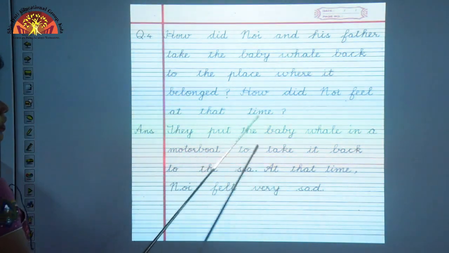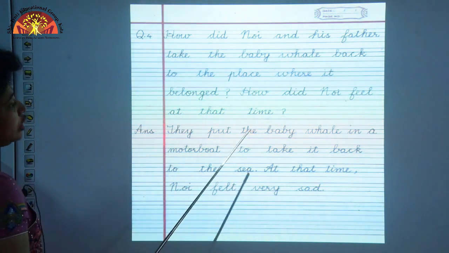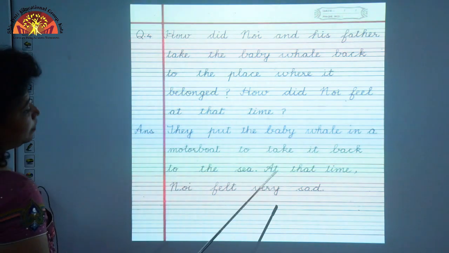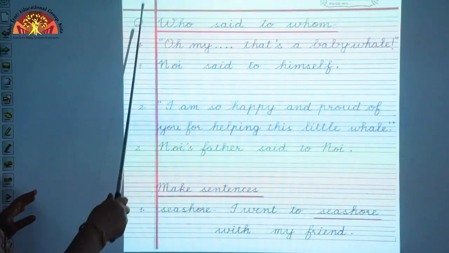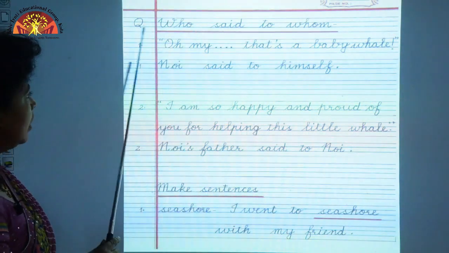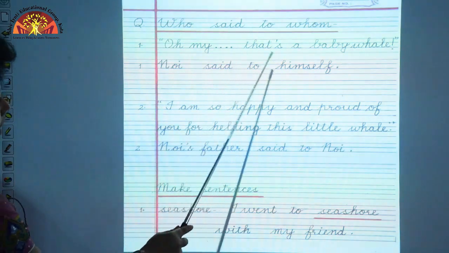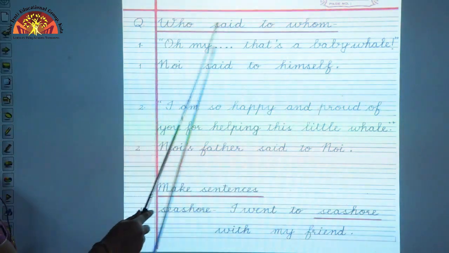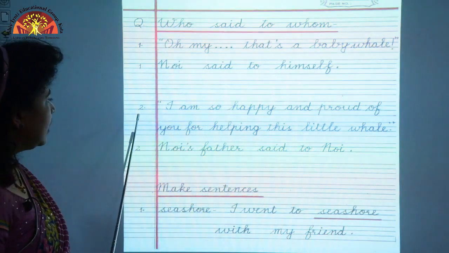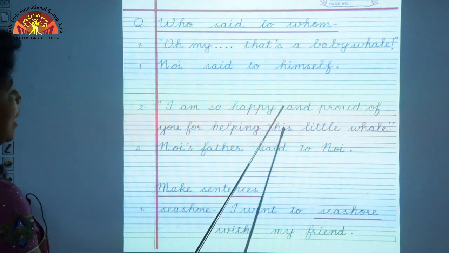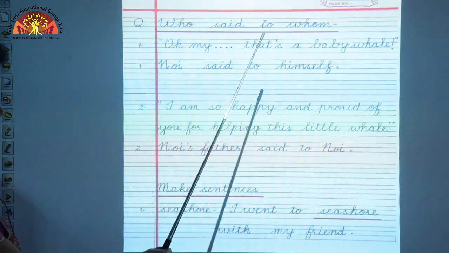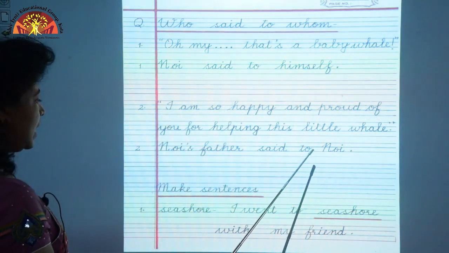Answer. They put the baby whale in a motorboat to take it back to the sea. At that time, Noe felt very sad. Let us now draw the red margin again and start with the question, who said to whom? 1. Oh my, that's a baby whale. Who said to whom? Noe said to himself. Leave a line and let's come to the second one. I am so happy and proud of you for helping this little whale. Who said to whom? Noe's father said to Noe.